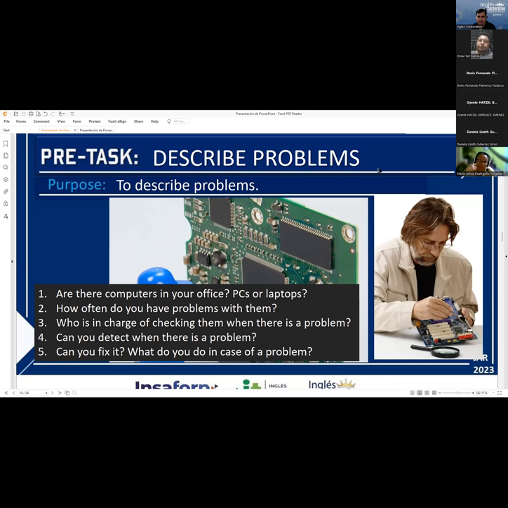Describe problems. The purpose is to describe problems. We have these questions. Answer according to the reality of your company. Even though you can also invent, I don't know your company, so no problem. Are there computers in your office?